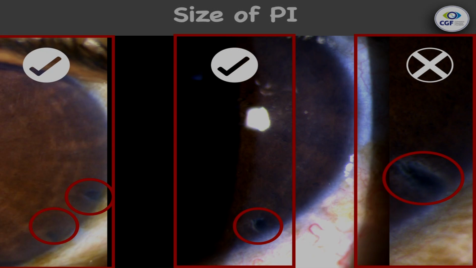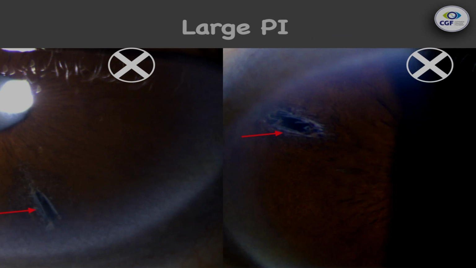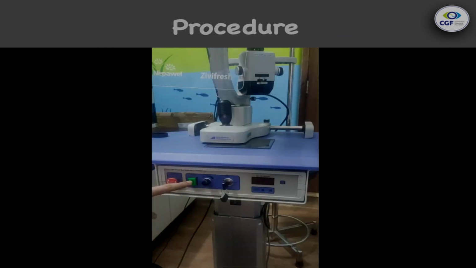So the size of the PI, what you really require is only 50 micron, but around 100 is a good size. But you don't have to make it pupil size. Many people look at the pupillary size as good, but don't do that. Make it smaller. That is more than enough. Once you make it really large, you have to expect zonal weakness when you are doing your cataract surgery. So this is how you do it, just focus it.